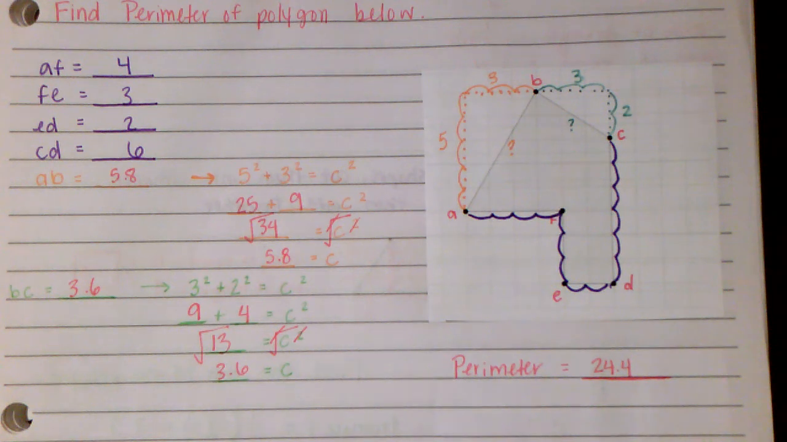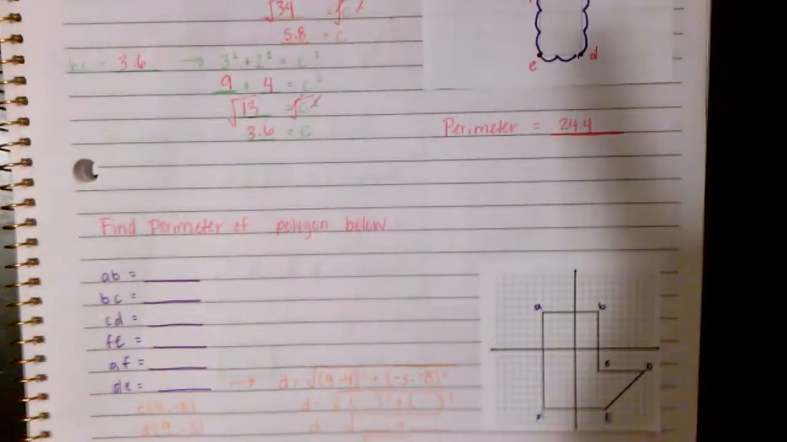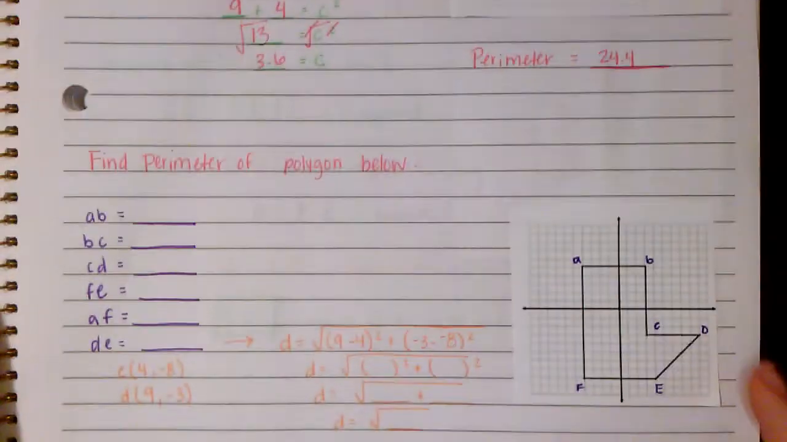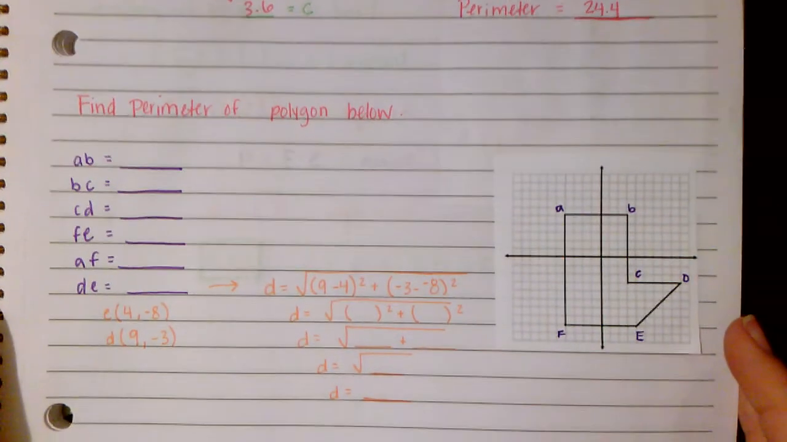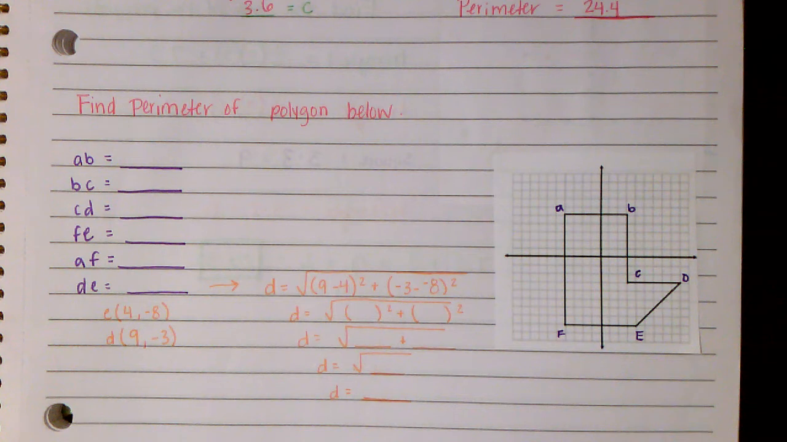And here's the very last one, and we'll be done with this video. I know it's a little bit longer, but I want to make sure we understand how to get these perimeters when we're using Pythagorean theorem. All right, find the perimeter of the polygon below.